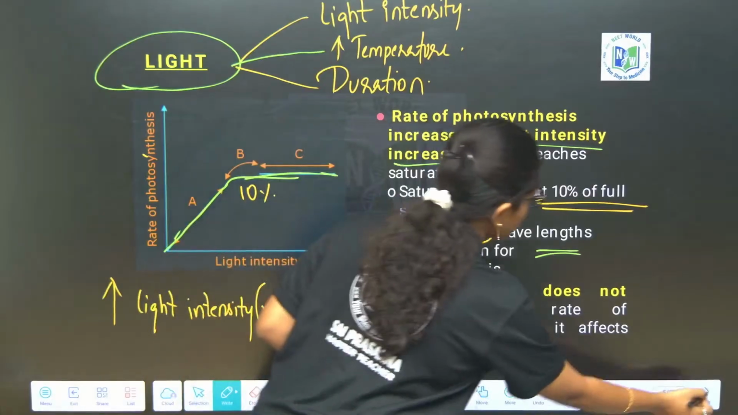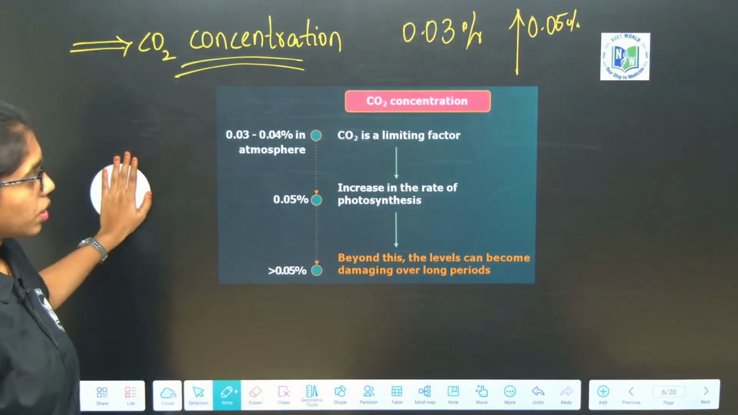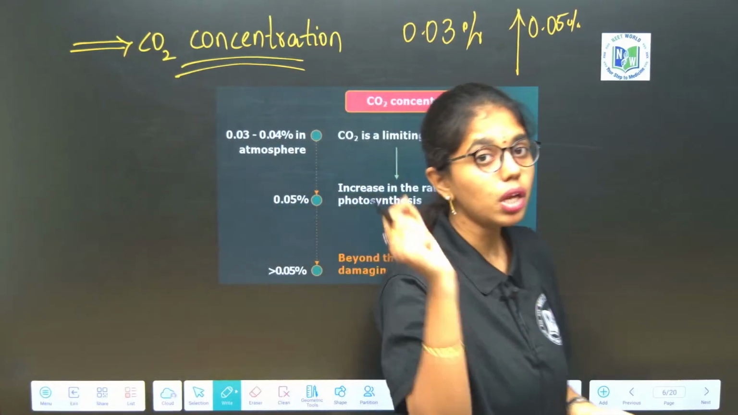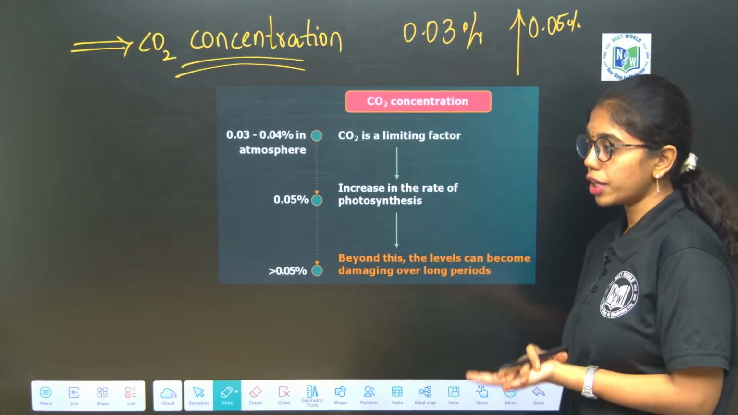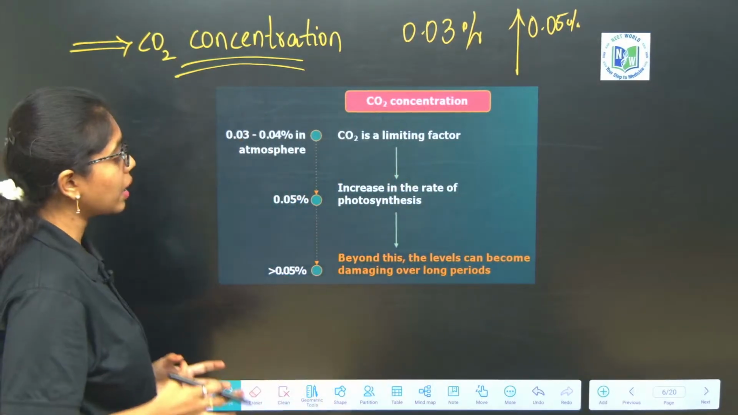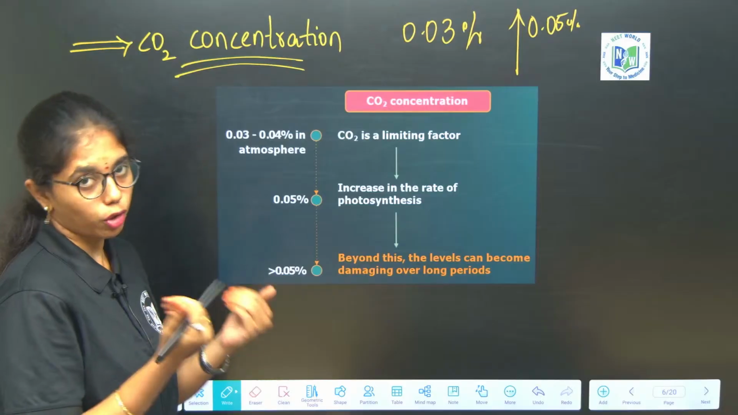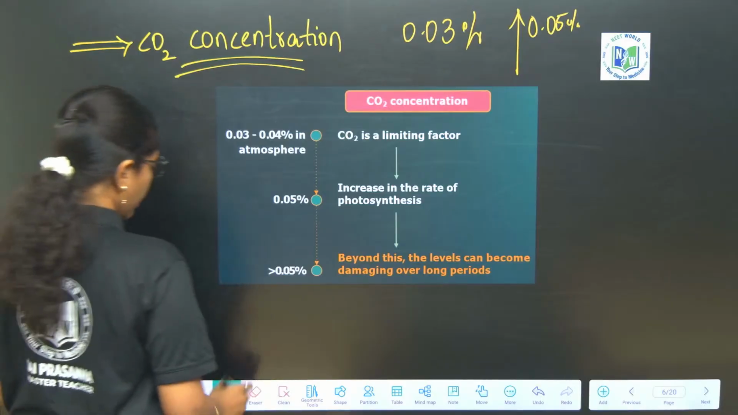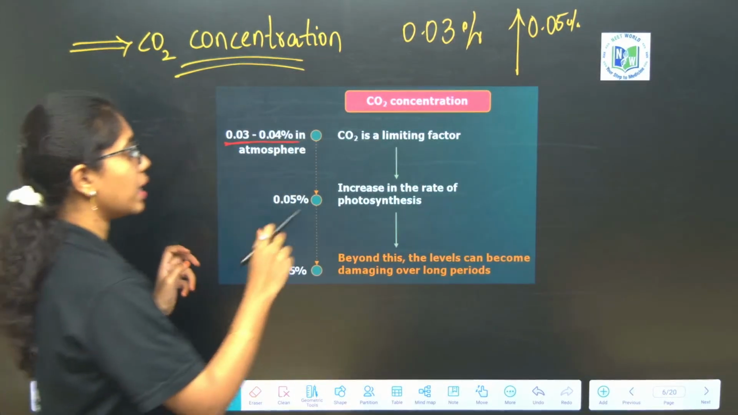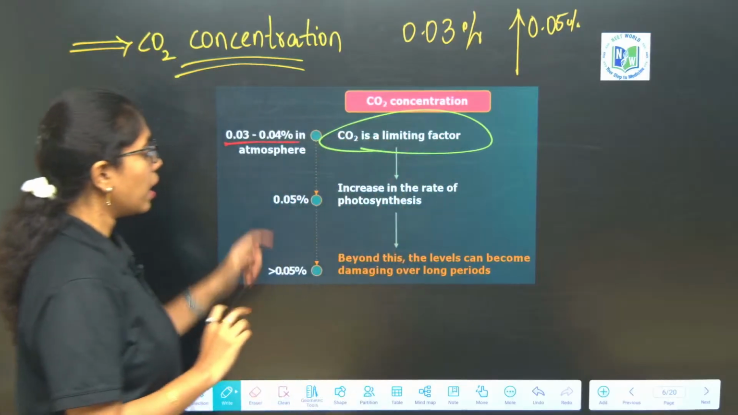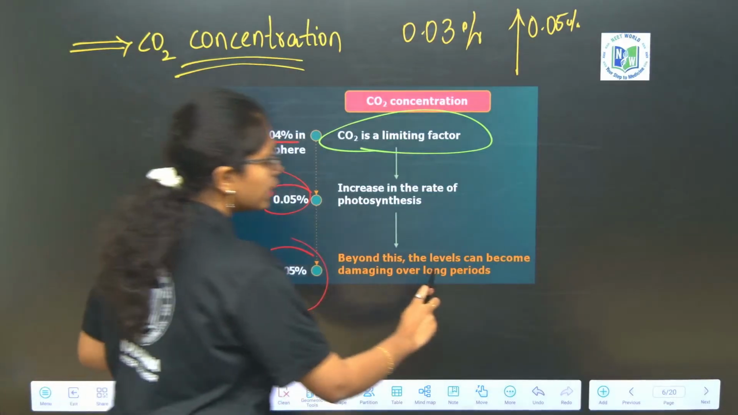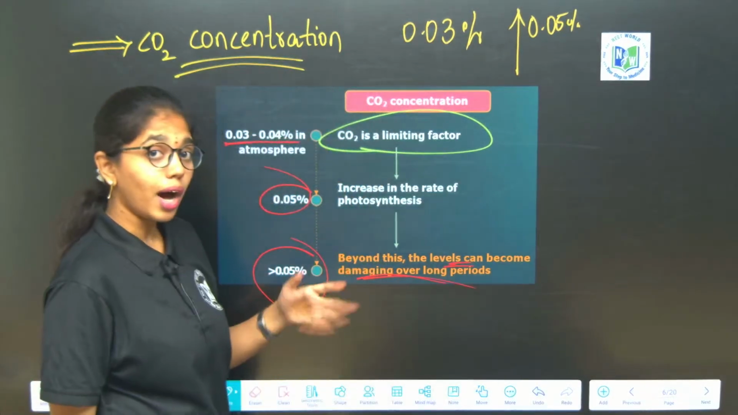Clear? And here you see, carbon dioxide concentration is optimum at 0.03%. Increase in carbon dioxide concentration up to 0.05% can enhance the rate of photosynthesis, but beyond that, if carbon dioxide concentration is increased, the photosynthesis process will be affected. So here, 0.03% to 0.04% in the atmosphere, carbon dioxide will be a limiting factor. It is increasing up to 0.05%, then it increases the rate of photosynthesis. Beyond this, the levels can become damaging over long periods.